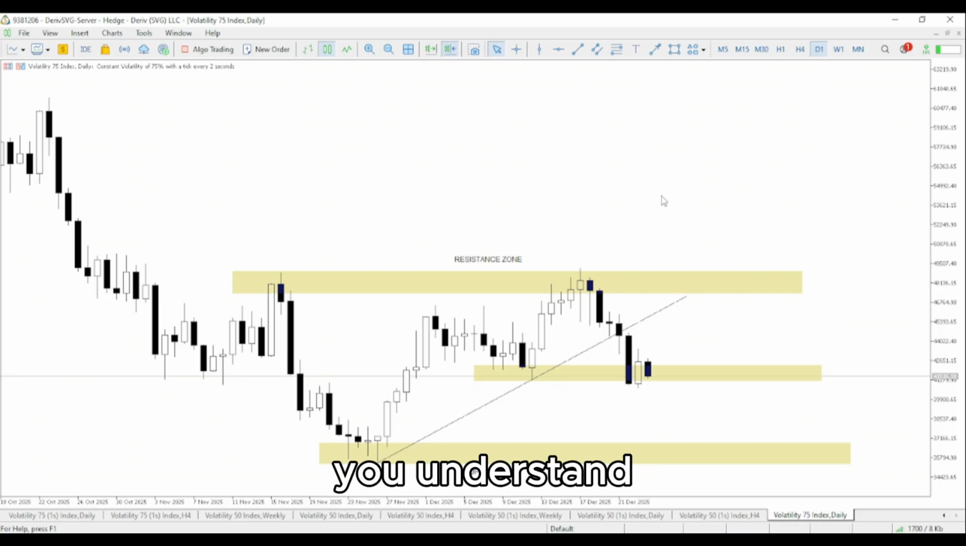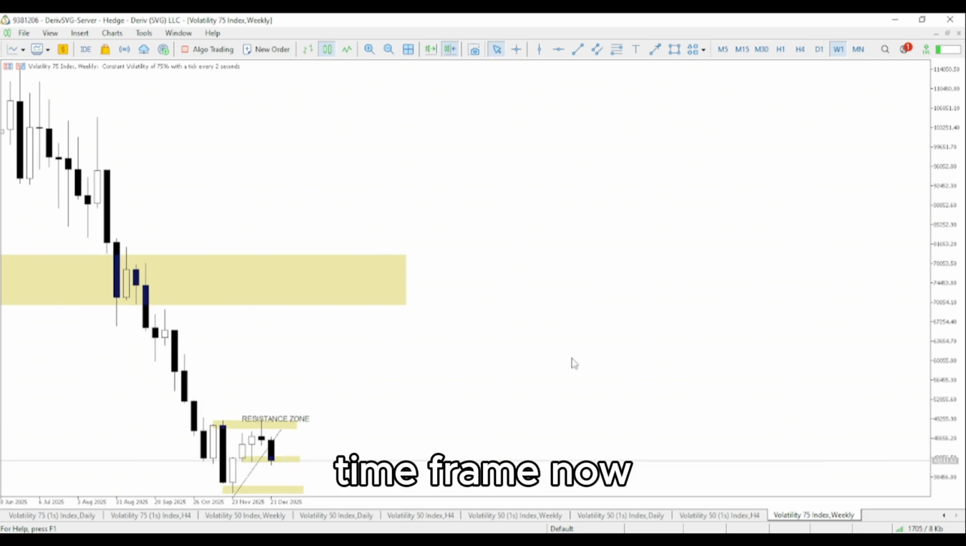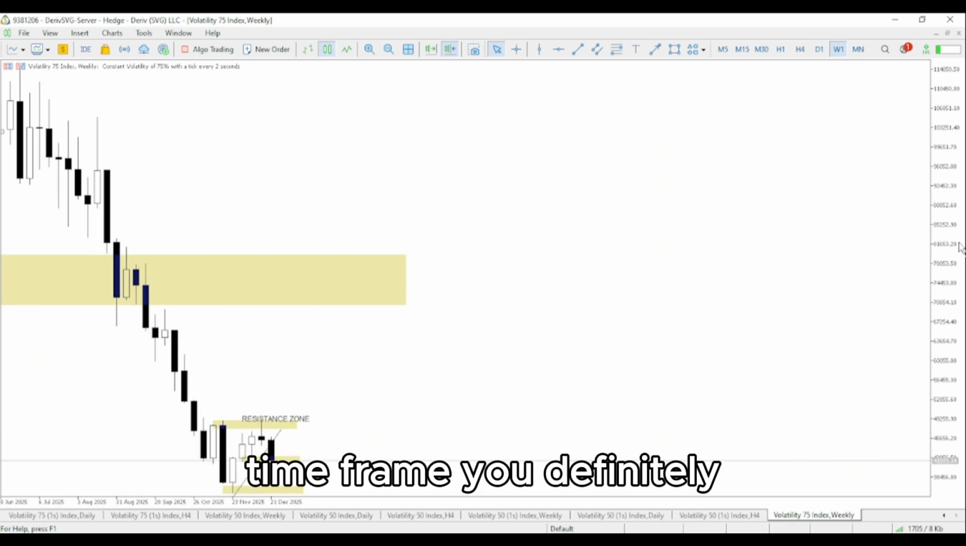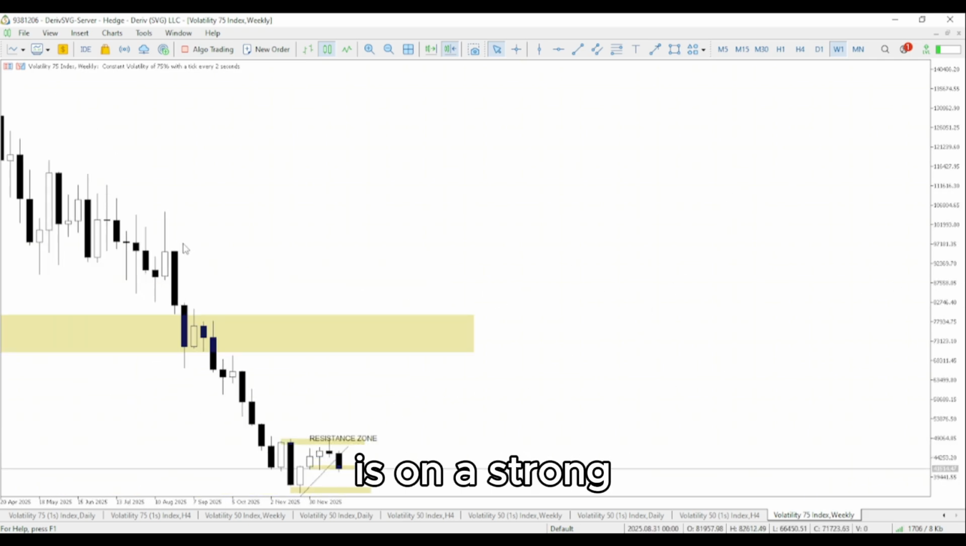to the upside. You understand? But because you are looking from the weekly time frame, you are looking from the higher time frame, that's why I said it's basically important for you to look at the higher time frame, which is the weekly time frame. Now, when you look from the weekly time frame, you definitely know that this market is on a strong downtrend, and you should be looking for sales, not buys.